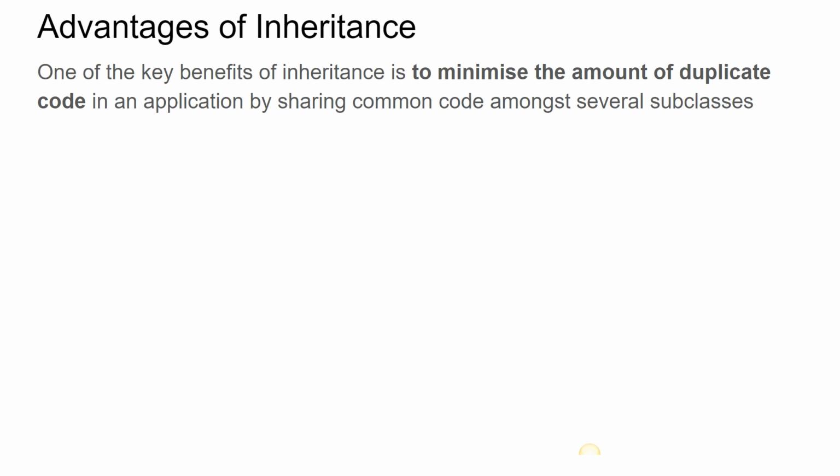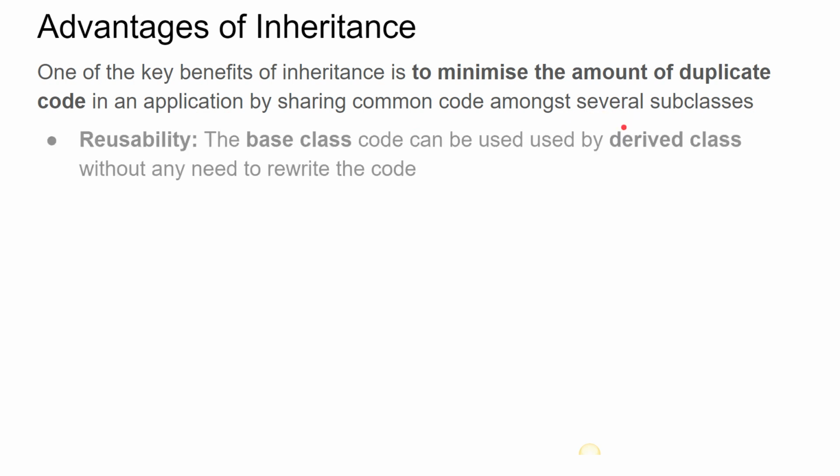One of the key benefits of inheritance is to minimize the amount of duplicate code. Instead of using the same code again and again, you can make use of the variables and methods inside the subclass. You don't have to create the variable again, or create the method again. And by sharing common code amongst several subclasses, reusability is possible. The base class code can be used by the derived class without any need to rewrite the code. That is, reusability is possible.